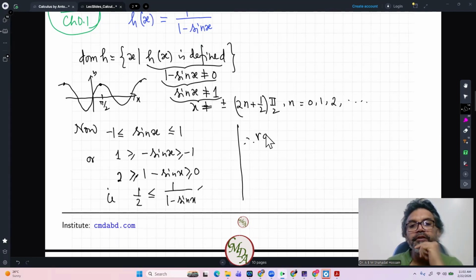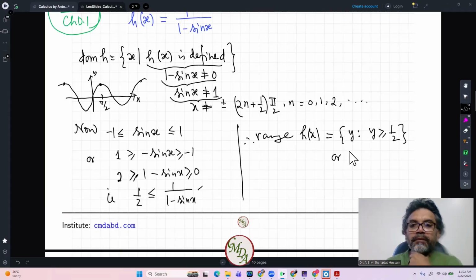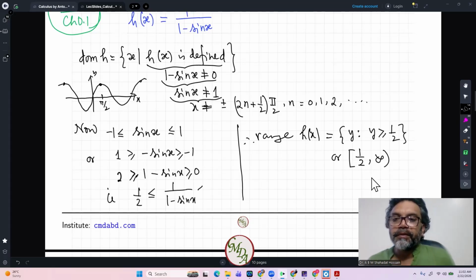So therefore the range of h of x is the set of all y such that y is greater than or equal to half, and which you can write the other way around in interval form, up to infinity. I think this completes this session.